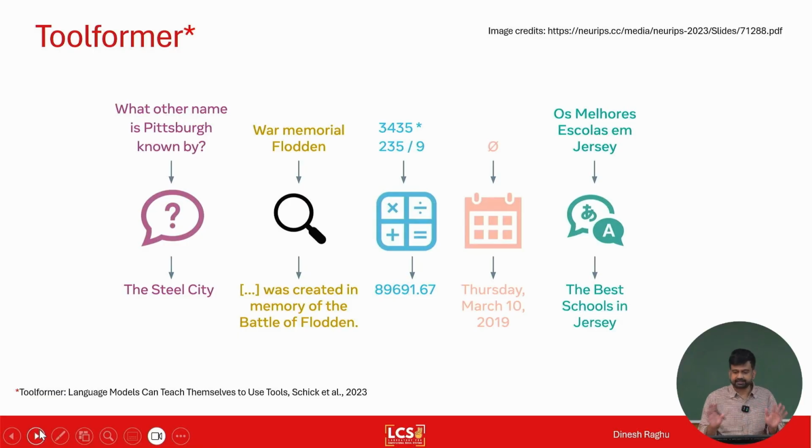So what they say is we will fix the set of tools that the model will use, which is a QA system, which can use the web and things like that, a search system, web search, a calculator or a math tool, a calendar, and a translation system.